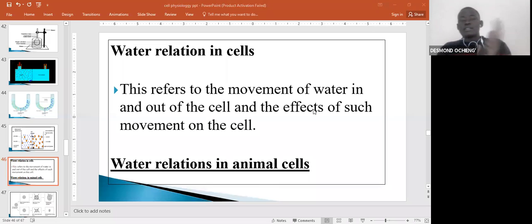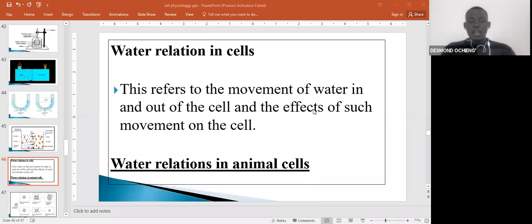Now, water relations in cells. When we talk about water relations, this refers to the movement of water in and out of the cell and the effects of such movement on the cell. In other words, when we have a plant cell and an animal cell, water relations means the movement of water into the plant cell and into the animal cell, and out of the plant cell and out of the animal cell, and the effect. What effect does this movement of water into and out of the cell have? So when you talk about water relations, it simply refers to the movement of water into and out of the cell and the effects of such movement on the cell.